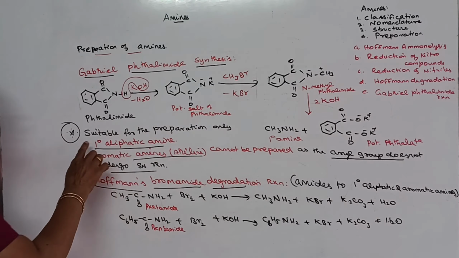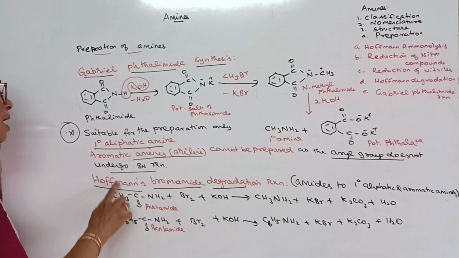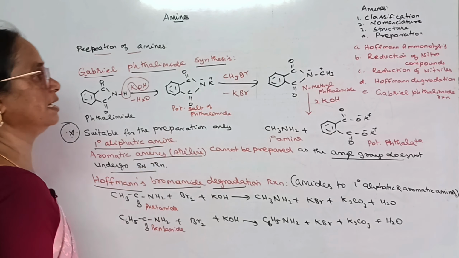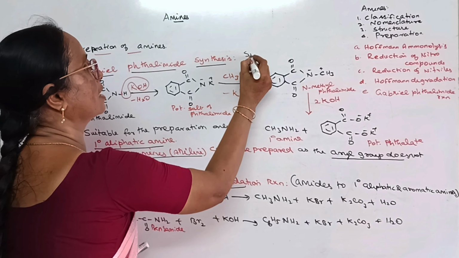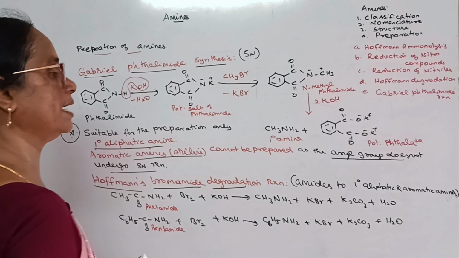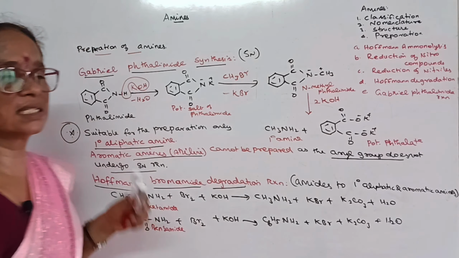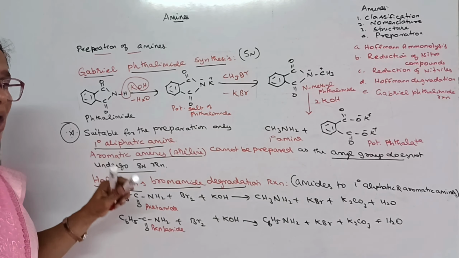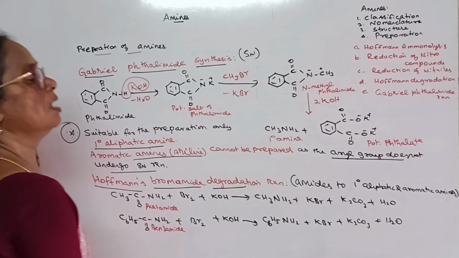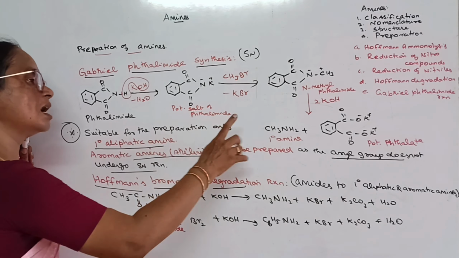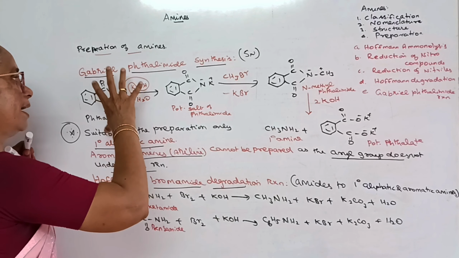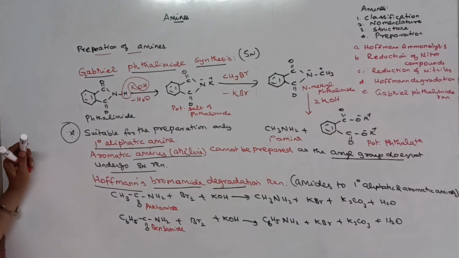The primary aliphatic amines we can prepare, but aromatic amines cannot be prepared because this reaction involves nucleophilic substitution reaction. Such nucleophilic substitution in the benzene ring is not possible. If you want to make nucleophilic substitution, it requires suitable conditions. So as the aryl group does not undergo nucleophilic substitution reaction, aniline cannot be prepared by Gabriel phthalimide synthesis.